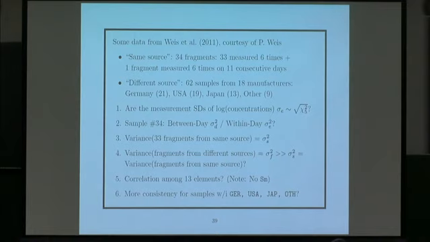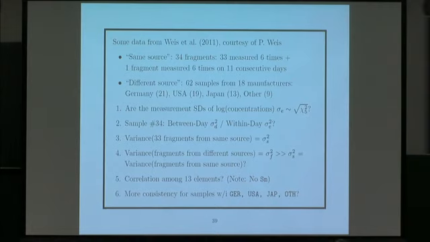So that first one will tell something about the measurement variability, the between fragment variability, and the between day variability. Then he had a different source. He had 62 samples from 18 manufacturers, and 21 came from Germany, 19 from the US, 13 from Japan, and 9 other samples from many other countries. Of those 21 in Germany, 12 came from 1 manufacturer. Of those 19 in the US, 9 came from 1 manufacturer.